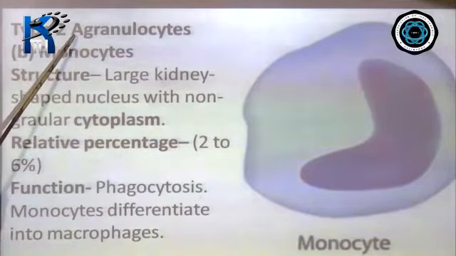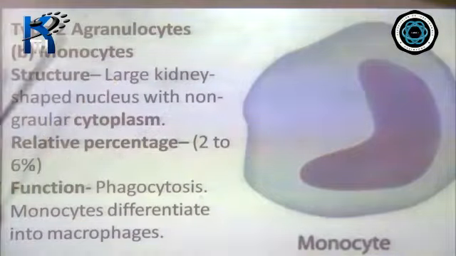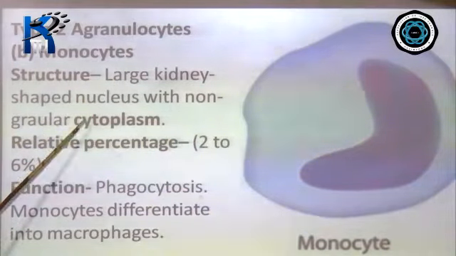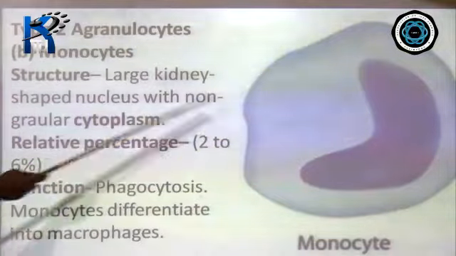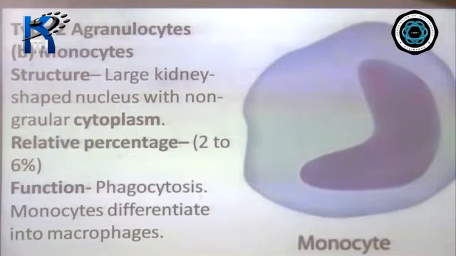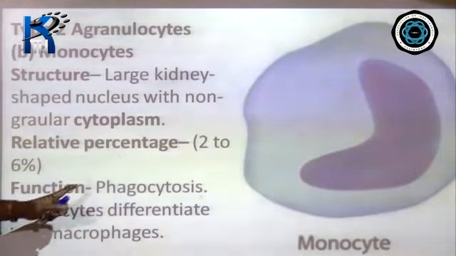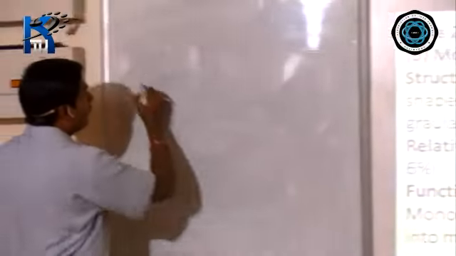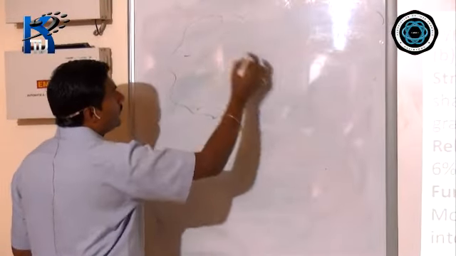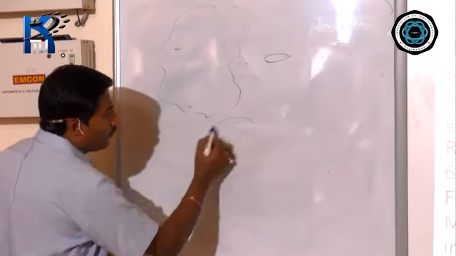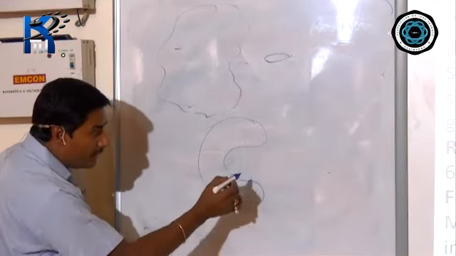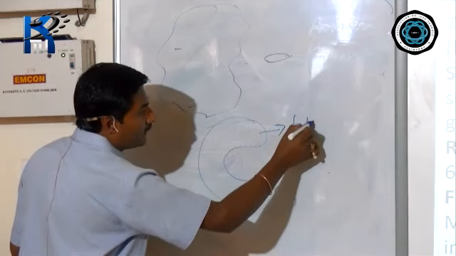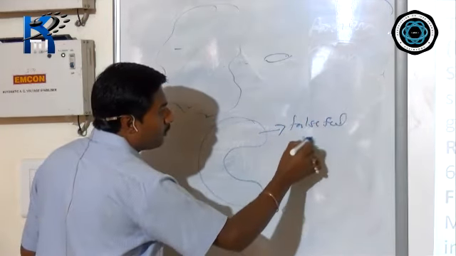A means without granules. So under that you had lymphocyte and monocyte. So the monocyte, how will you come to know? It has a horseshoe shaped nucleus, or you can say kidney shaped nucleus. What is the percentage? 2 to 6%. Function: phagocytosis. When I say phagocytosis, you have to understand that these monocytes, whenever they come across a pathogen, show some amoeboid movement. They make false feet. That is pseudopodia.